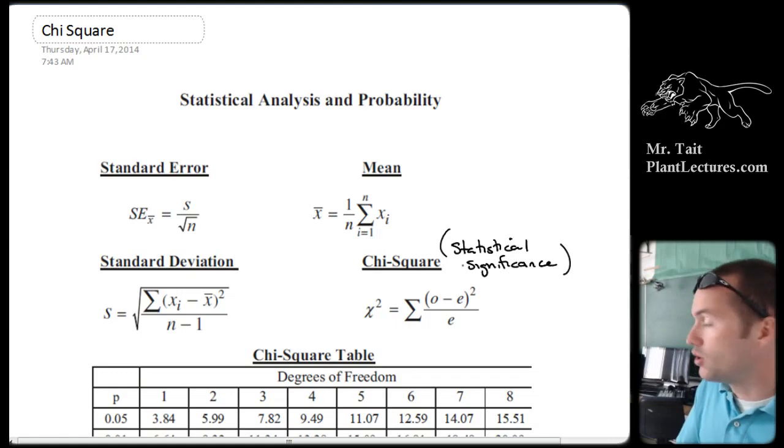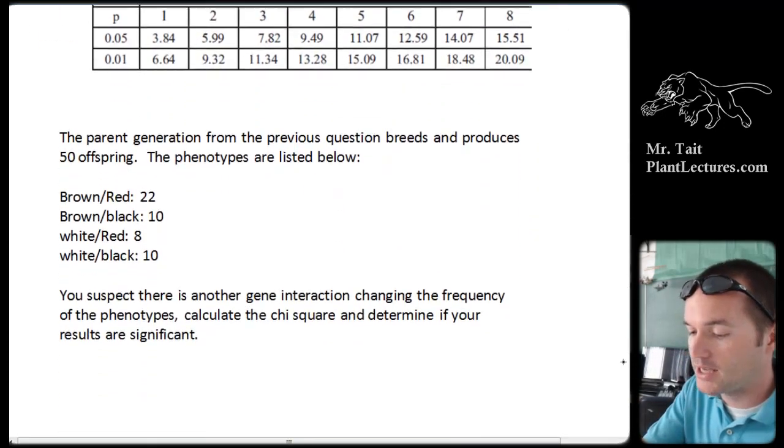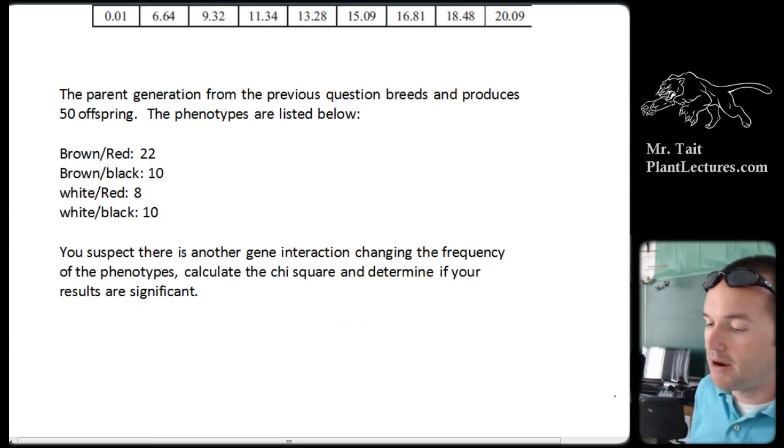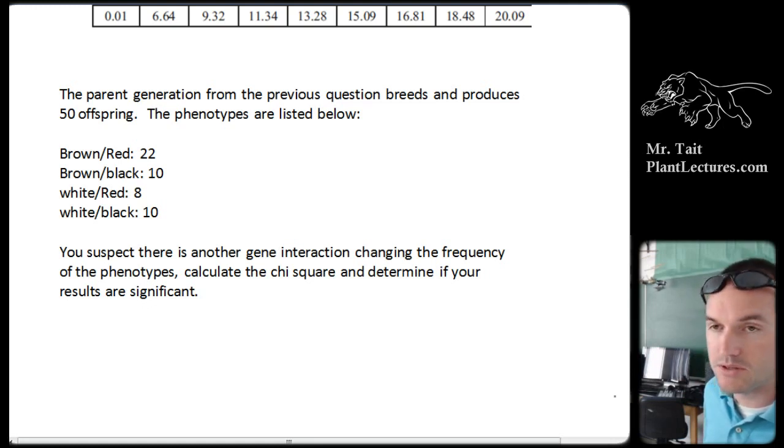Okay, so let's do a question that is similar to one that you could see on chi-square. It says the parent generation of the previous question breeds and produces 50 offspring. The phenotypes are listed below. You suspect there's another gene interaction changing the frequency of phenotypes. Calculate the chi-square and determine if your results are significant.